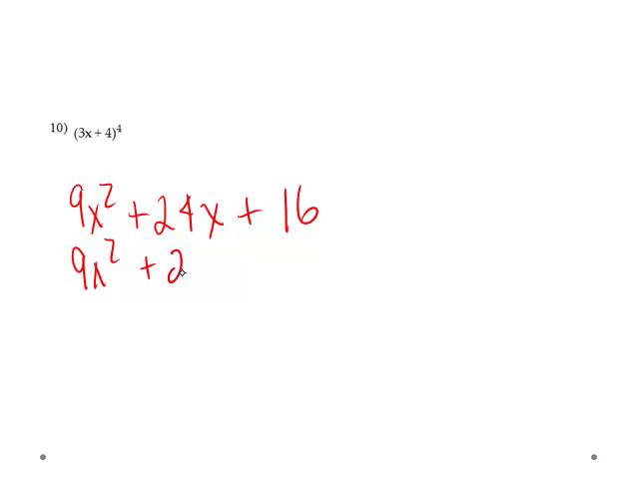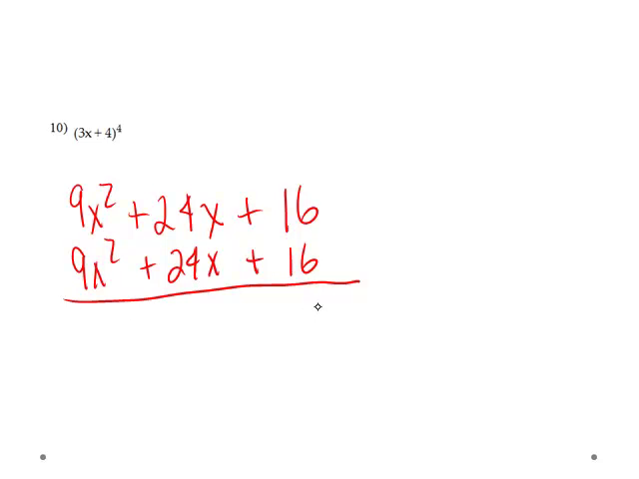Okay, next one. So this to the fourth, well, what we could do is square it twice, I suppose. So the first time we square it, we would get 9x squared plus twice the first times the last, which is 24x, plus the last term squared, which is 16. So 9x squared plus 24x plus 16.